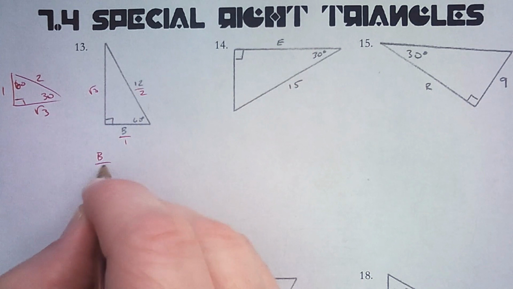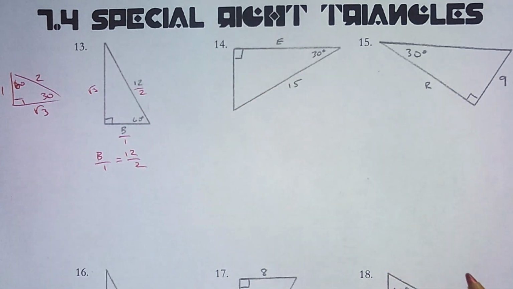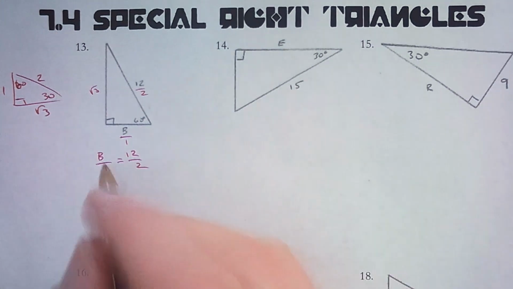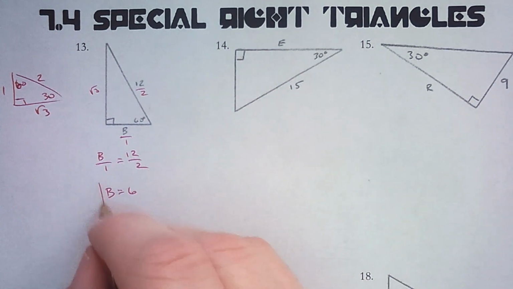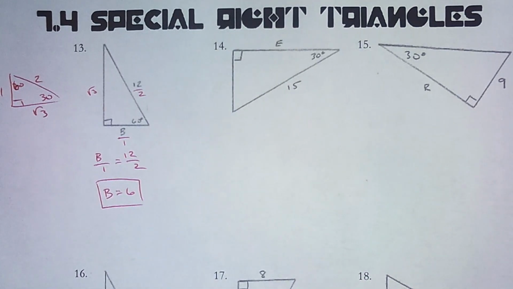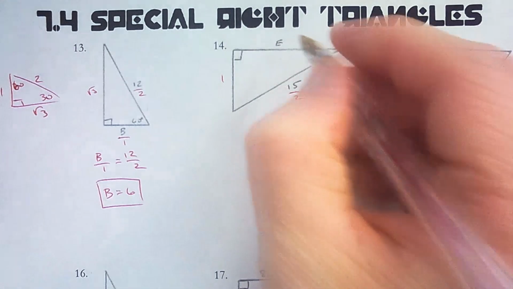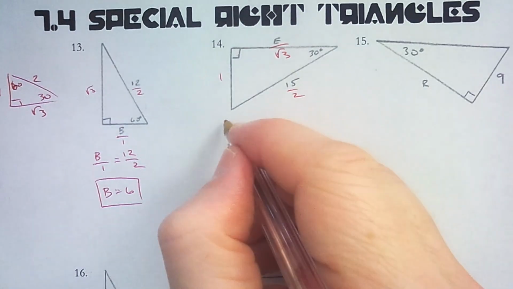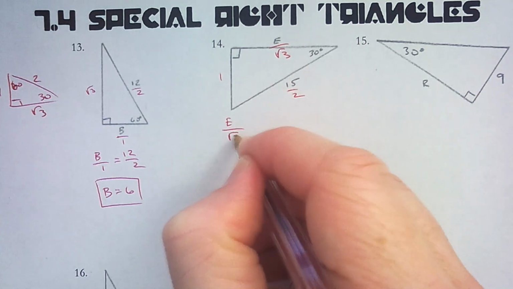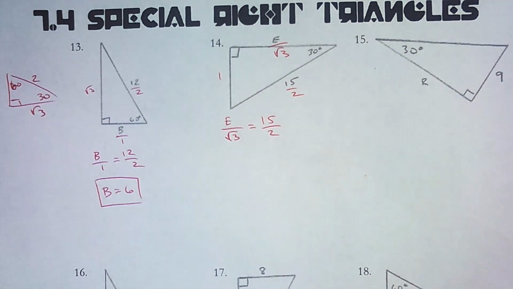Okay, so my proportion is b is to 1, as 12 is to 2. Okay, so b over 1 is b. 12 over 2 is 6. Okay, so I've got a short leg of 1, hypotenuse of 2, and a long leg of root 3. So e is to the square root of 3, as 15 is to 2.